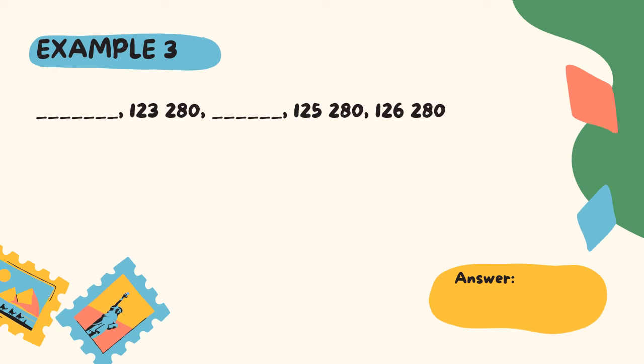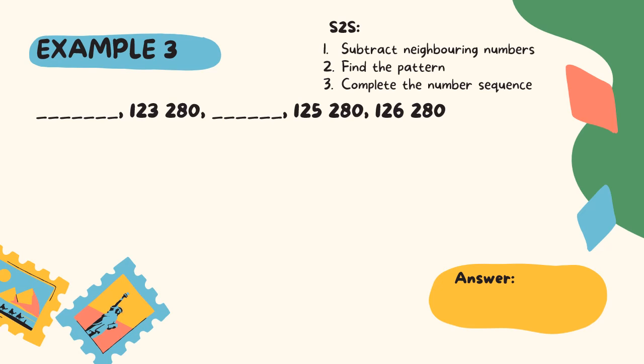Next, example 3, we have blank for the first number. The second number is 123,280, and then for the third number we have a blank. For the fourth number we have 125,280, and the last number 126,280.